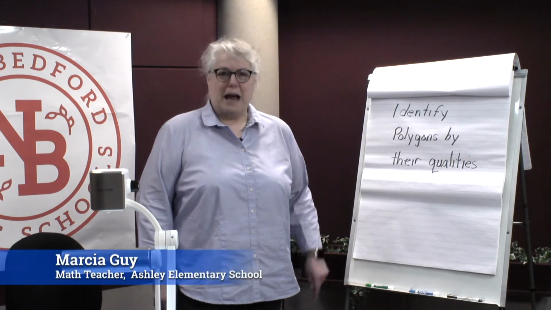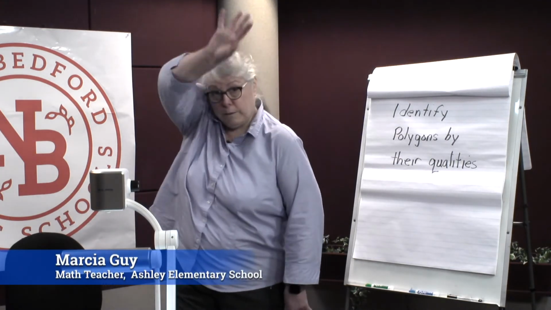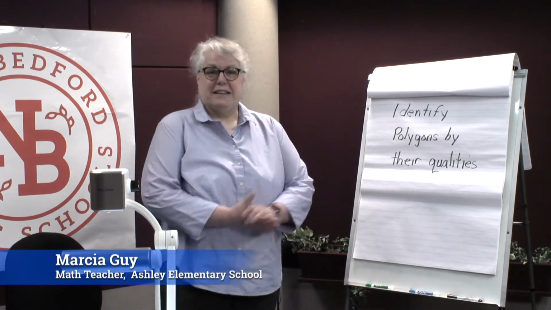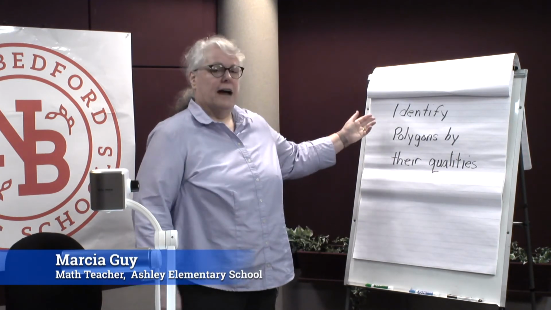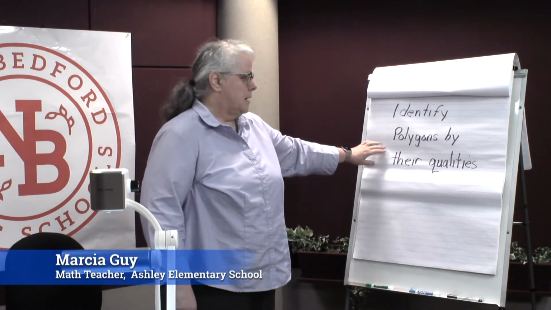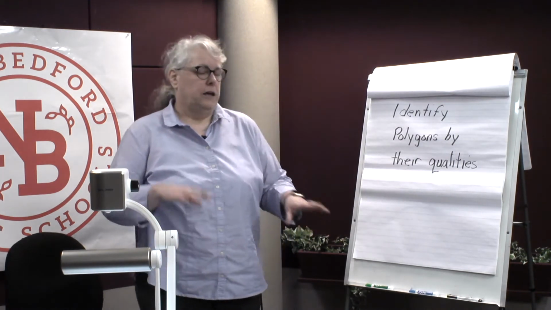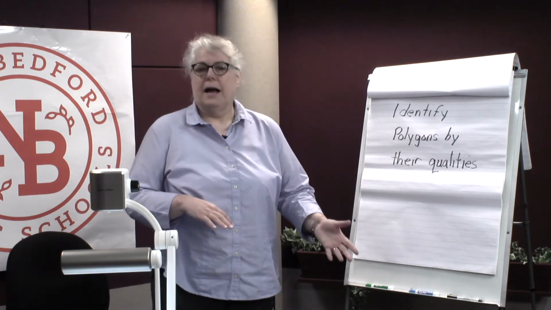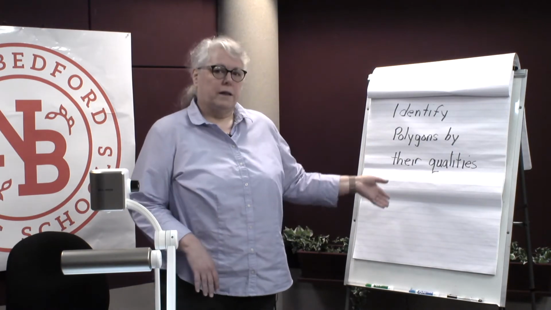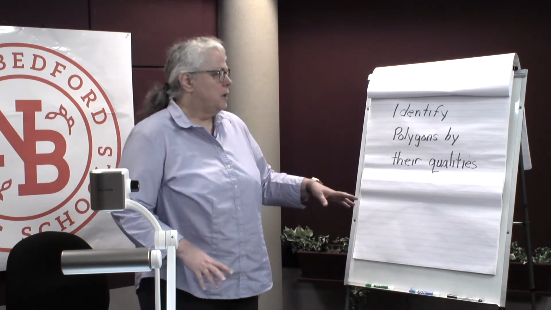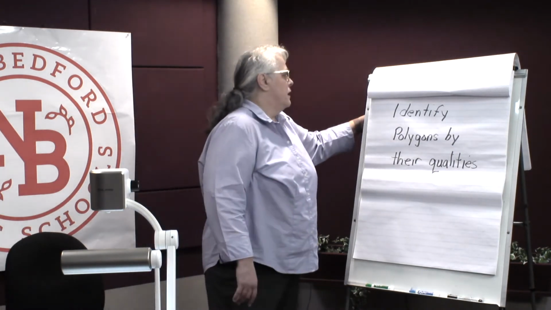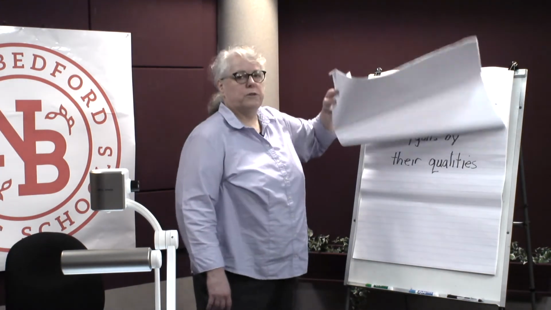Hello, Mrs. Guy back at you, and hello to my Ashley kids. Today, we're going to work on identifying polygons by their qualities. Now, a quality in a human is like kind, supportive. But qualities in polygons are very different, much more specific. I'm going to pull this down, and we're going to start with triangles.